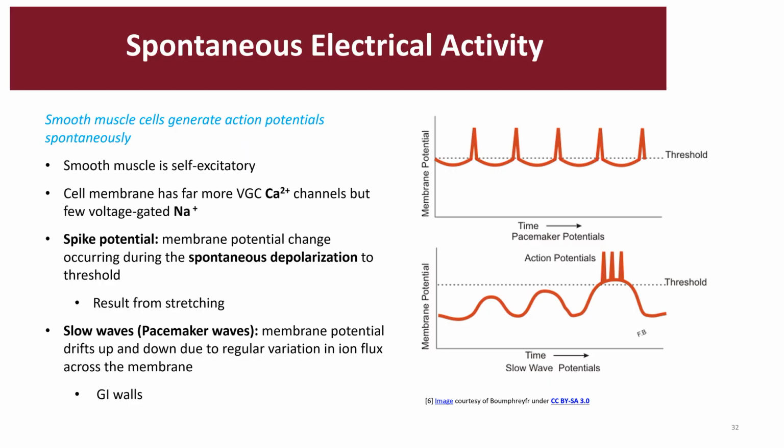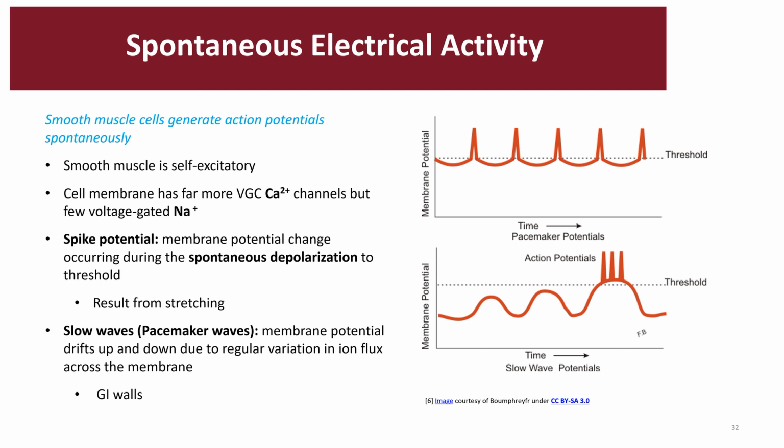Smooth muscles generate an action potential that is spontaneous. On the right-hand side is a visual showing you the slow wave potentials that are found in the unitary smooth muscle. And these can eventually lead to what we call a spontaneous action potential. These cells are self-excitatory. They don't require input from the nervous system, as the cell membranes have a lot more VGCs for calcium channels, but a lot fewer for the voltage-gated sodium channels.